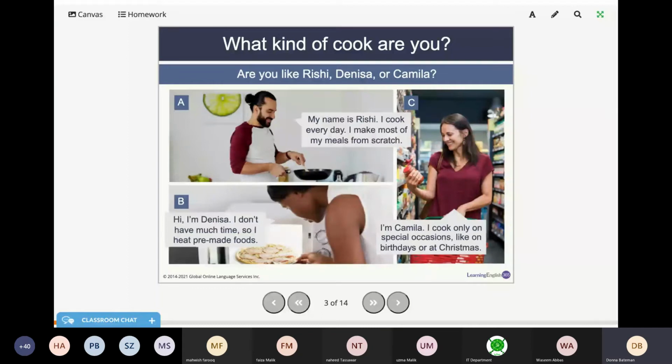B is Denisa, and she says, I don't have much time, so I heat pre-made foods. So she doesn't cook. She buys food and she probably puts it in the microwave. So within a few minutes, it's all done. And finally, there's Camilla, and she tells us that she cooks only on special occasions, like for someone's birthday or at Christmas. So 3 very different approaches to food in the kitchen.